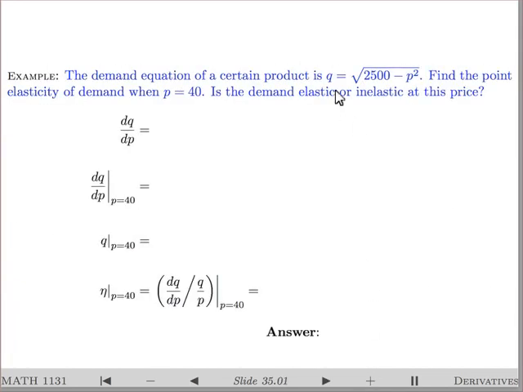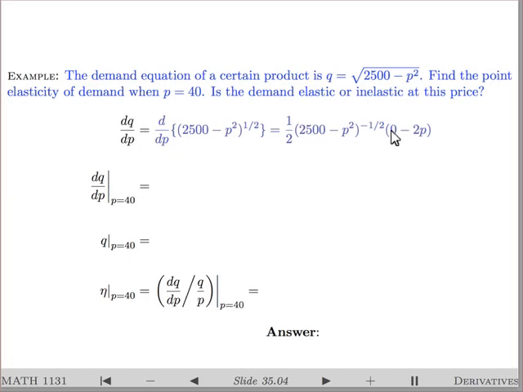In this problem, Q is given as a function of P, so we'll use the first version. We start by calculating dQ over dP. To do that, I write the square root as power 1/2. Now I have to use the power rule and the chain rule. Differentiating the exponent 1/2, I get 1/2 times whatever is inside to the power 1/2 minus 1. 1/2 minus 1 is negative 1/2, giving us this, times the derivative of the inside, which is 0 minus 2p.